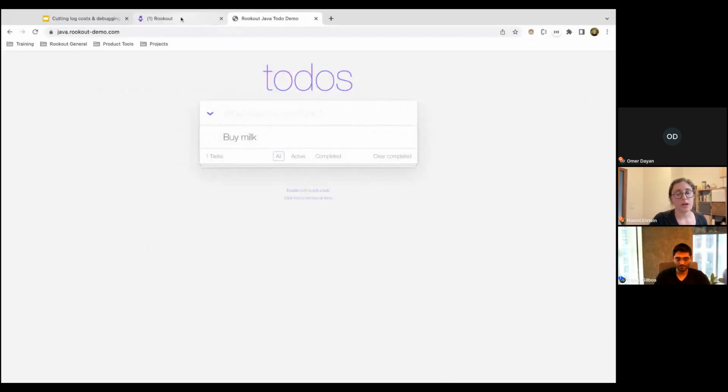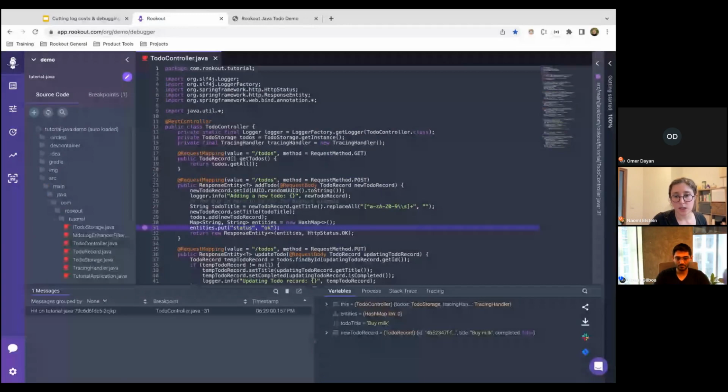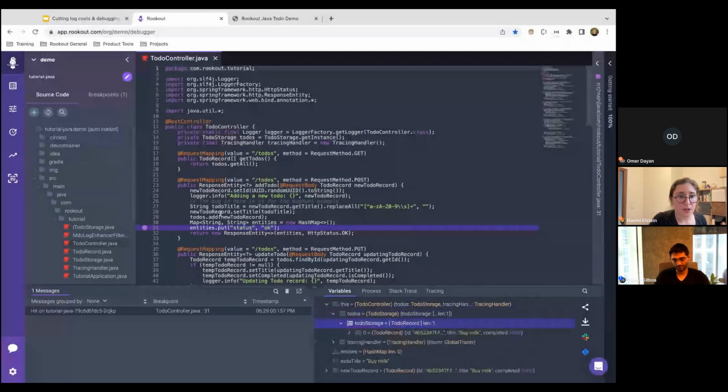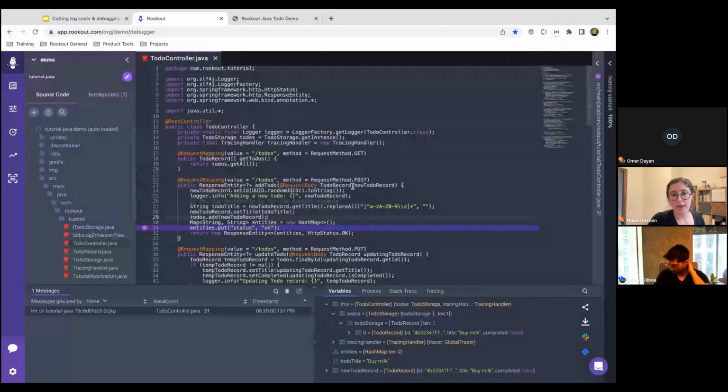So now that I added a to-do item, I got a snapshot. As you can see, this is complete contextual data, everything that's happening. All of my local variables, such as new to-do record with the ID that was generated and my title. And I have my stack trace and more.